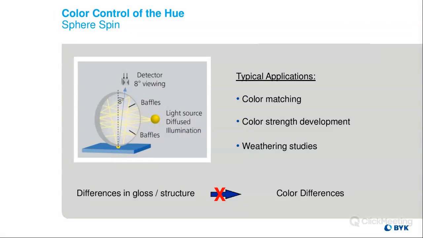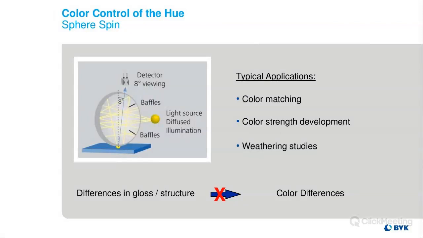And so the difference with this instrument is that because of that diffused light source, because the light's coming from all directions, the directionality doesn't matter so much, and the differences that we see due to the difference in gloss are going to be lost to this instrument. And so this instrument ignores any surface gloss, any surface texture, and only measures the pigmentation of the surface, regardless of what it may look like to our eye.